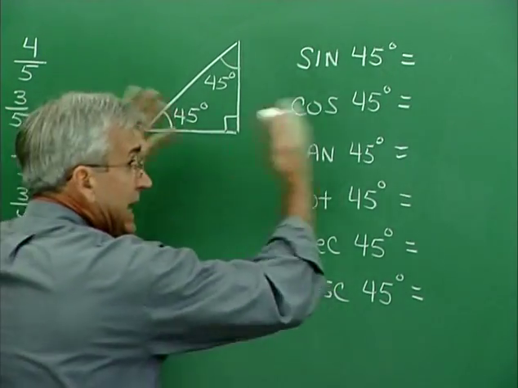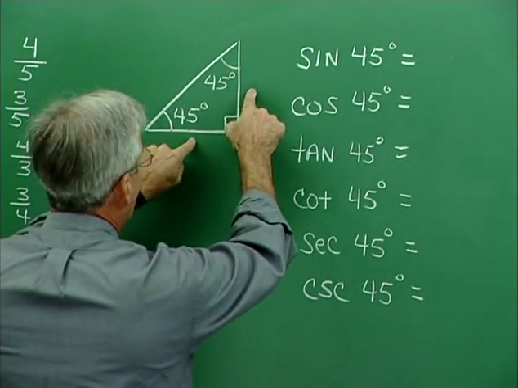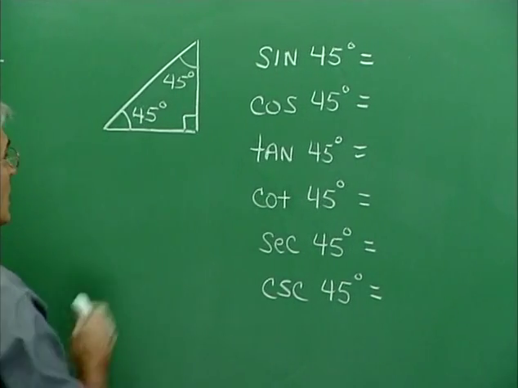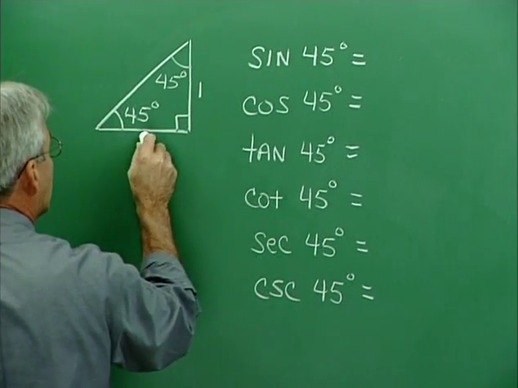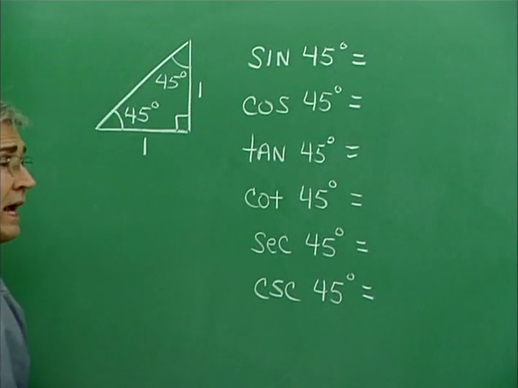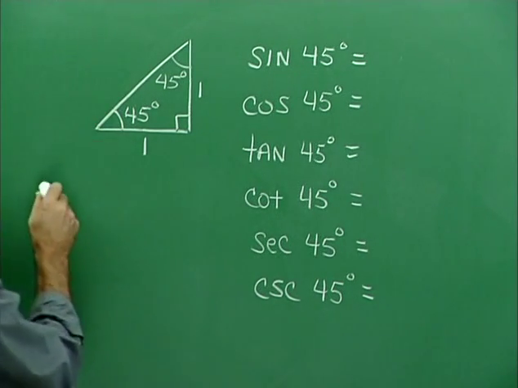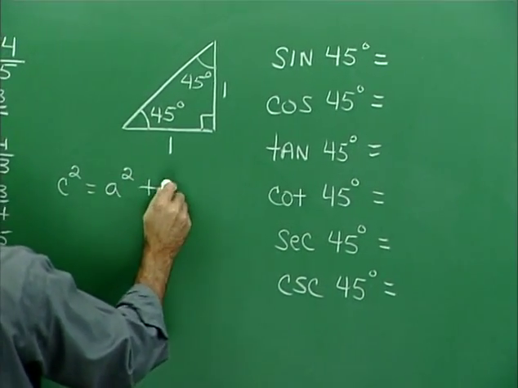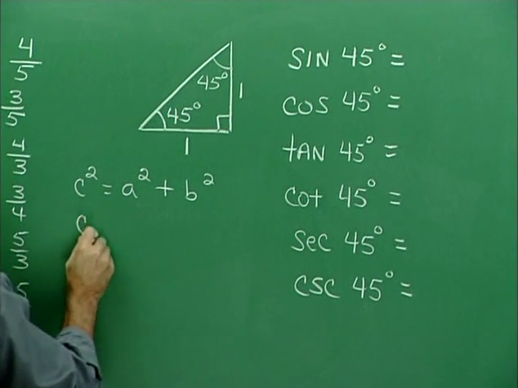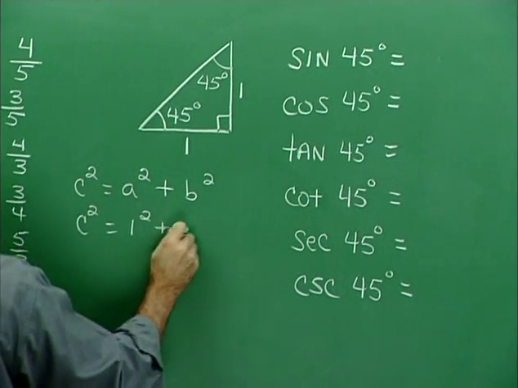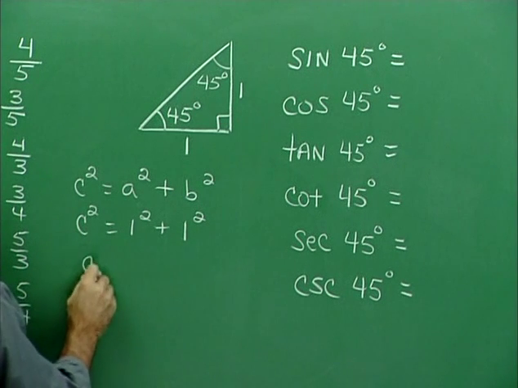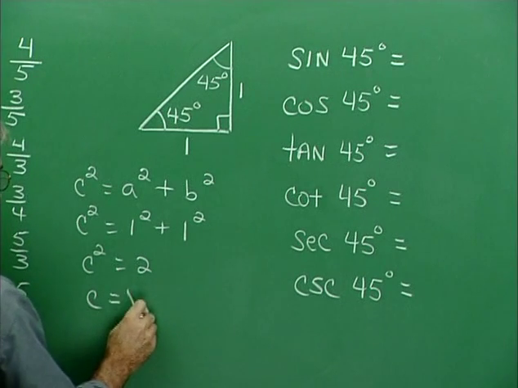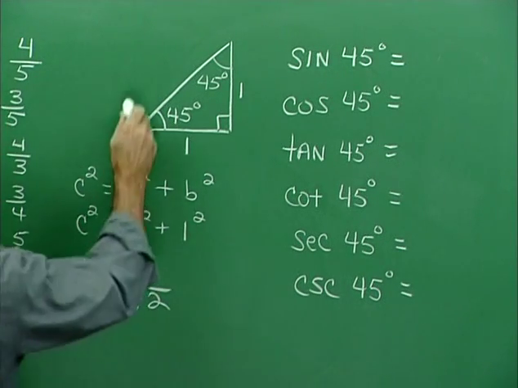Now, if it doesn't make any difference about how long these sides are, then I want to make this as simple as I possibly can. So I'm just going to make this side length 1, and this side is therefore length 1. And then I can find the length of the hypotenuse by using the Pythagorean theorem. c squared is a squared plus b squared. a and b are both 1, so c squared is 1 squared plus 1 squared. c squared then is 2. And if c squared is 2, c is plus or minus the square root of 2, and we want the positive square root, so c is the square root of 2.